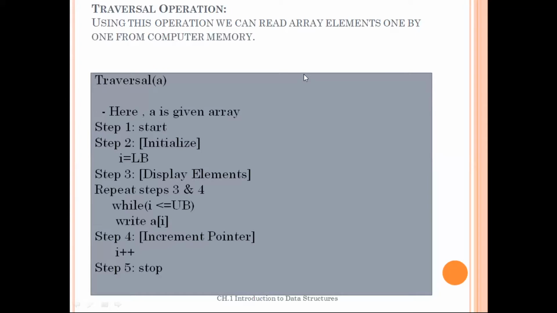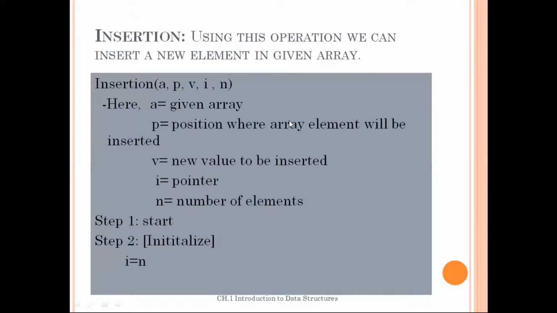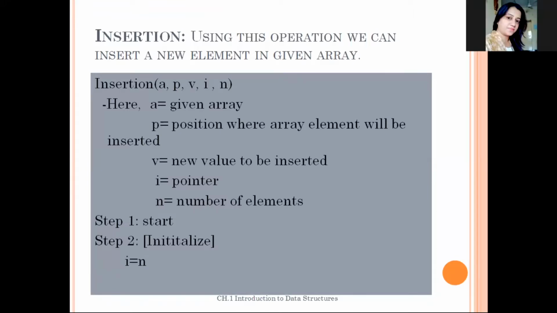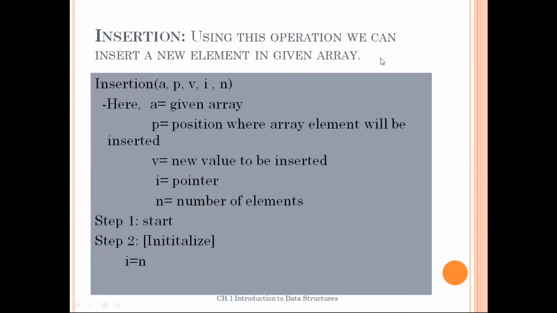Now moving further to the next operation, that is the insertion operation. What will be performed in the insertion operation? Suppose you have an array of size 5. You have entered 4 elements. Now you want to insert an element at a particular position. To insert an element at a particular position, you will require the position. A particular position means either position 1, 2 or 3, whatever. Then you can insert a new element in the given array.